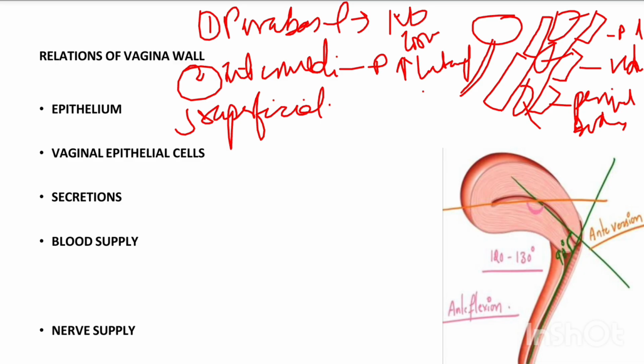Third one is superficial cells, where the estrogen hormone is at peak or in maximum quantity, which is present in the proliferative phase, or you can say the follicular phase of the menstrual cycle, where the Graafian follicle produces estrogen. So estrogen is maximum in the first 14 days of the menstrual cycle. In this phase superficial cells are present.